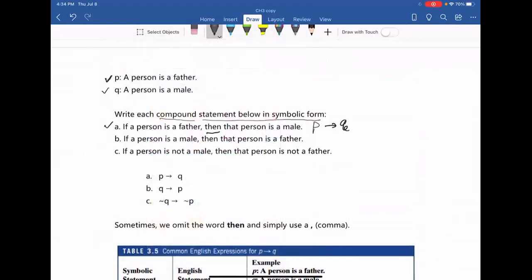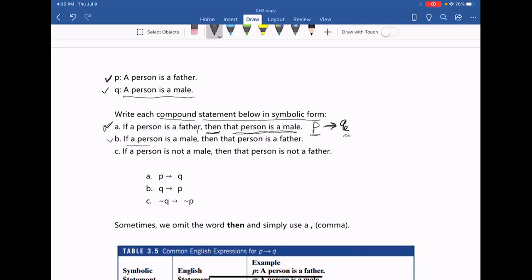Okay, let's start again. A, if a person is a father, that is P, then that person is a male. Use this symbol to express if-then. And that person is a male, that is Q. So if P, then Q.